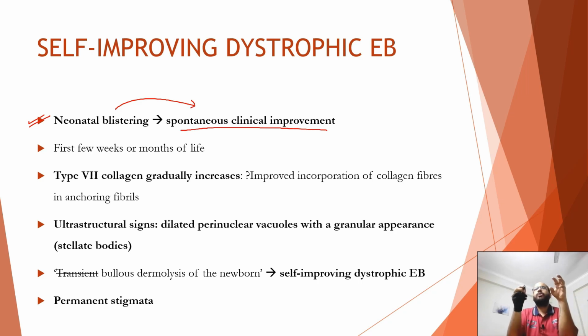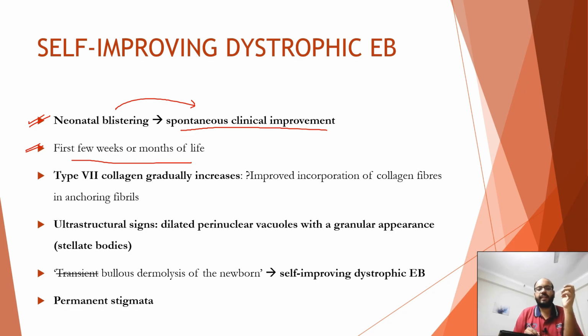So let's say in the localized, the acral variant or the intermediate variant, you have generalized blistering, and with age, the blisters get localized to the acral sites. But in self-improving dystrophic EB, it starts as generalized blistering, and with age, all the blisters show clinical improvement. So it starts in the first few weeks or months of life with blistering, which gradually improves.